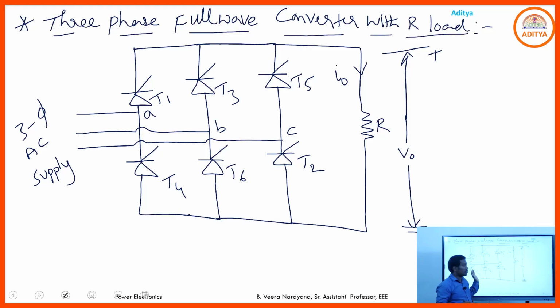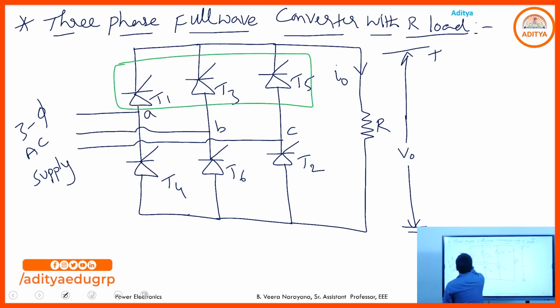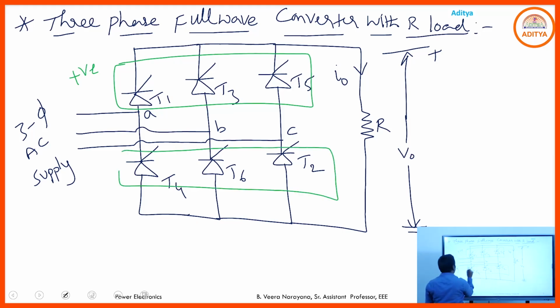The odd numbered SCRs T1, T3, T5 are simply considered as the positive group SCRs or upper group SCRs. And the even numbered SCRs T2, T4, T6 are considered as the lower group SCRs or negative group SCRs. So, what do the positive group and negative group mean?